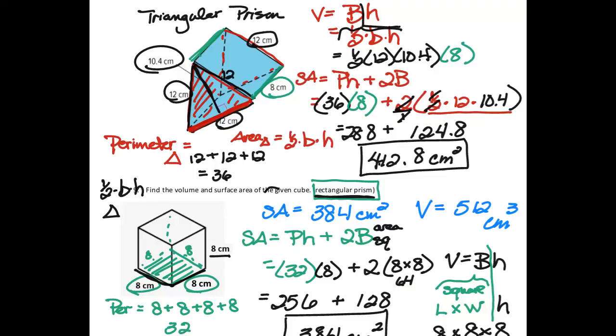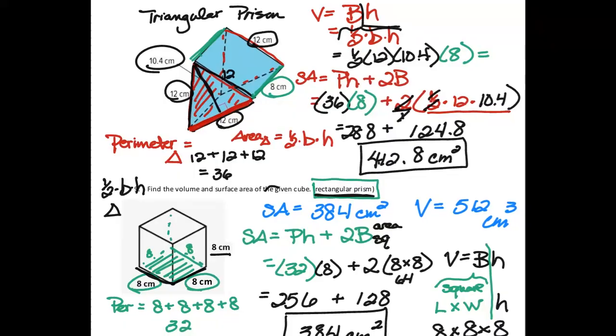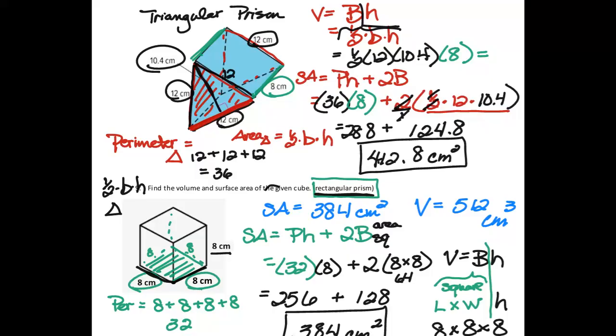So if I multiply all those together, half of 12 is 6, times 10.4 times 8 gives me, don't tell me I got that one wrong too, 499.2, and that would be centimeters cubed. Is that what I had before? Yes. 499.2 centimeters cubed.